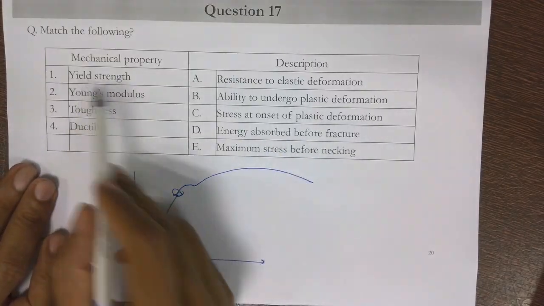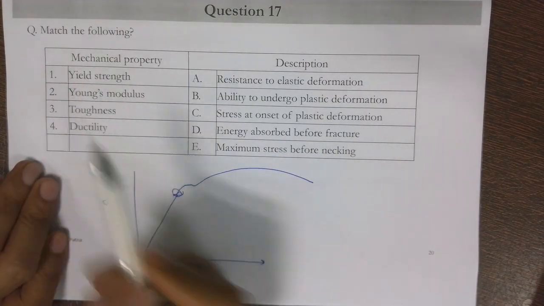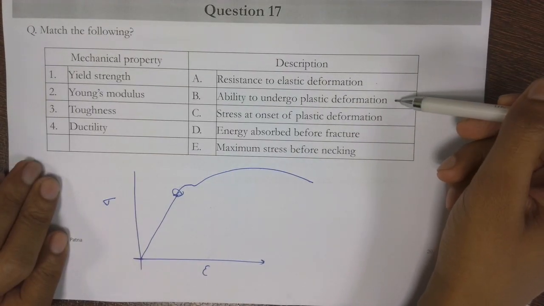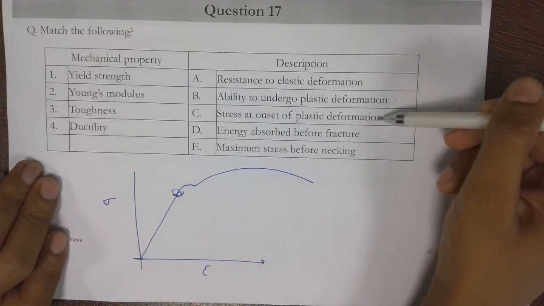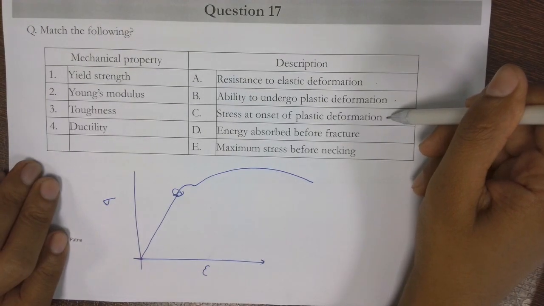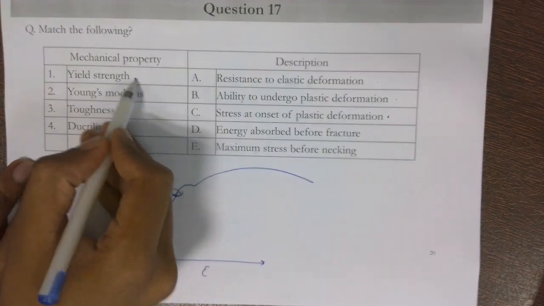Let's see which of the options will match the yield strength. Resistance to the elastic deformation, ability to undergo the plastic deformation, stress at the onset of the plastic deformation. Yes, yield strength is the stress at the onset of the plastic deformation. So option C is the right answer over here.